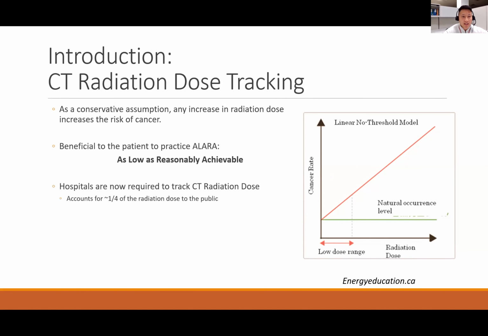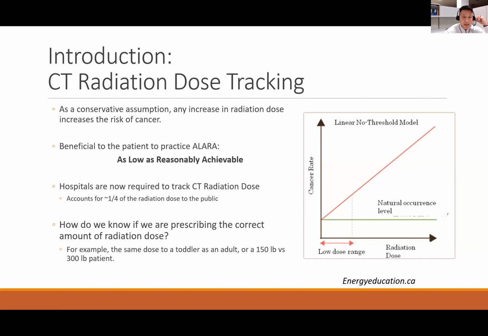Now, whenever you go to the hospital, doctors and medical professionals like to order CT right away because it provides a great benefit. But at the same time, we want to limit the amount of dose if we don't need it. Hospitals nowadays have to track CT radiation dose as a requirement by federal regulation, because CT accounts for about a quarter of the radiation dose to the public, and we want to limit it as much as we can. We want to track whether we're doing the right thing for the patient and not overdosing them.